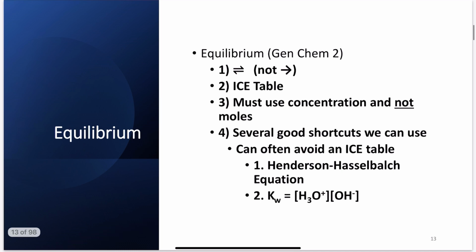So equilibrium, we've covered this in Gen Chem 2. This is where you use your double-sided equilibrium arrows, not a single-headed arrow, and we use an ice table. We use concentration, not moles. Specifically, we're looking at molarity. There's a lot of good shortcuts we can use. We can often avoid an ice table and use things like the Henderson-Hasselbalch equation. We also need to remember that Kw is equal to the concentration of H3O+ times the concentration of OH-. That can get us so many places. We can always use that conversion.